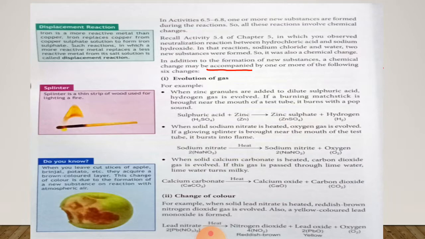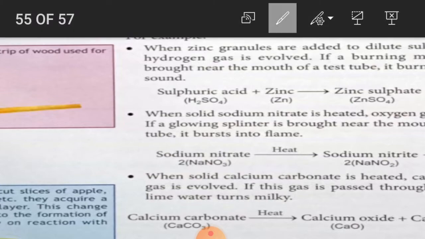Now the second, when solid sodium nitrate is heated, oxygen gas is evolved. If a glowing splinter is brought near the mouth of the test tube, it bursts into flame. Splinter means a thin strip of wood. Here you can read about splinter. Splinter is a thin strip of wood used for lighting a fire. So underline this word.